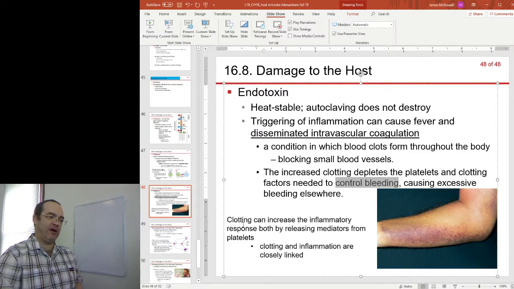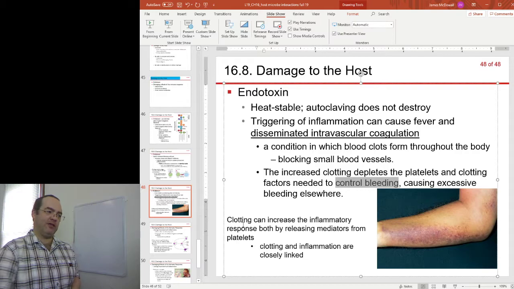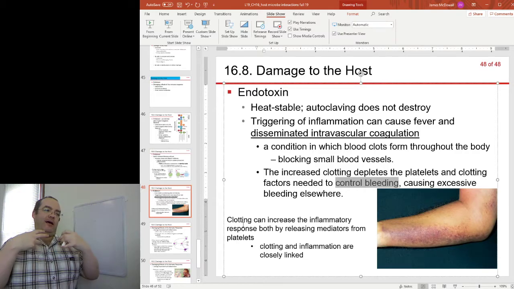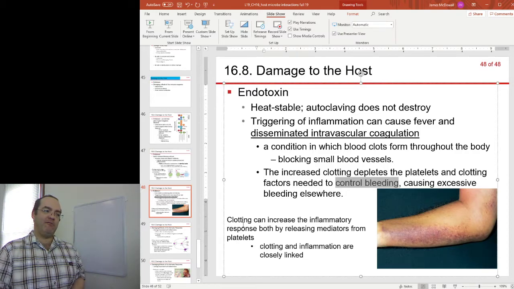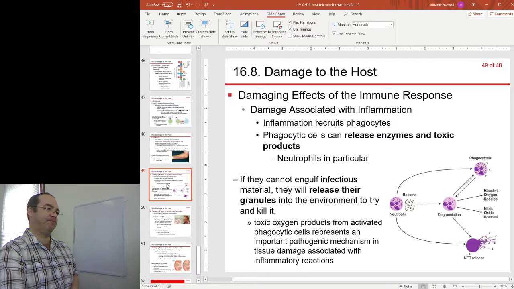Clotting itself is part of the inflammatory response. You can realize that it's a very complicated response. But inflammation leads to release of mediators from platelets. Platelets are an important element in clotting, and that can lead to more inflammation. So clotting and inflammation are closely linked.